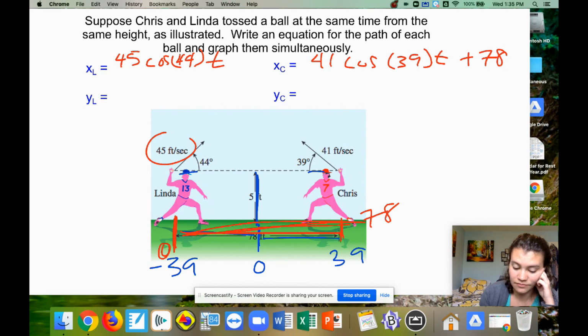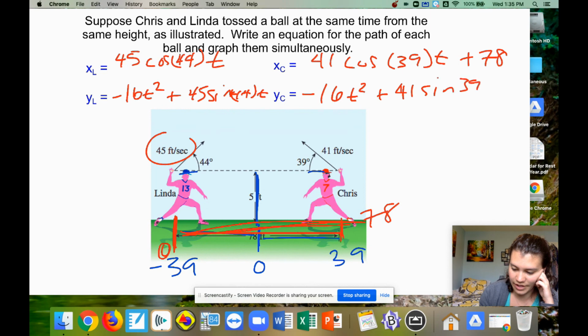And then the y, both of these need negative 16 t squared because of gravity. Their initial speeds are going to be your 45 sine of 44 t, and then plus 41 sine of 39 t. And then they're both 5 feet off the ground, so plus 5 and plus 5 for both of them.